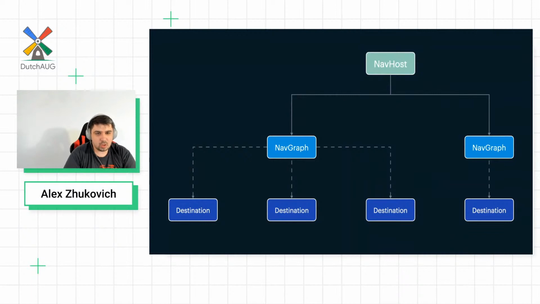So very often we can have one or multiple nav hosts. I will show you in a demo why we can need multiple nav hosts, and we can have one or many navigation graphs with different amounts of destinations.